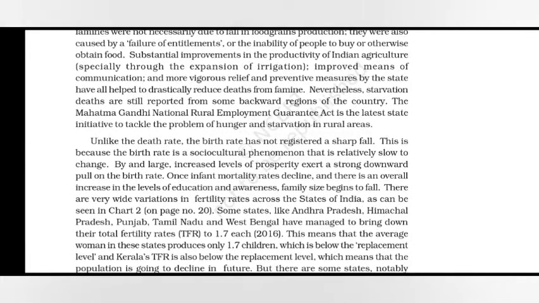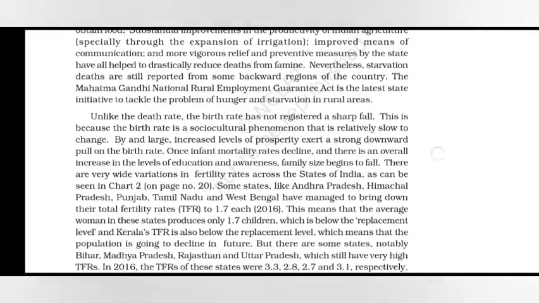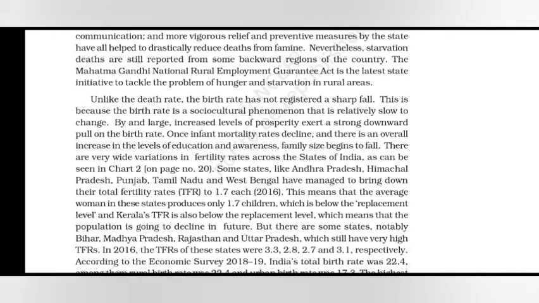Substantial improvements in the productivity of Indian agriculture, improved means of communication, and more rigorous relief and preventive measures by the state have all helped to drastically reduce deaths from famine. Nevertheless, starvation deaths are still reported from some backward regions of the country. The Mahatma Gandhi National Rural Employment Guarantee Act is the latest state initiative to tackle the problems of hunger and starvation in rural areas.